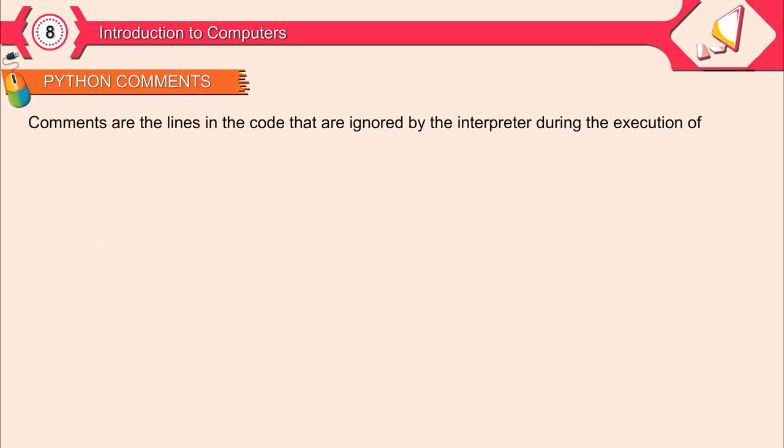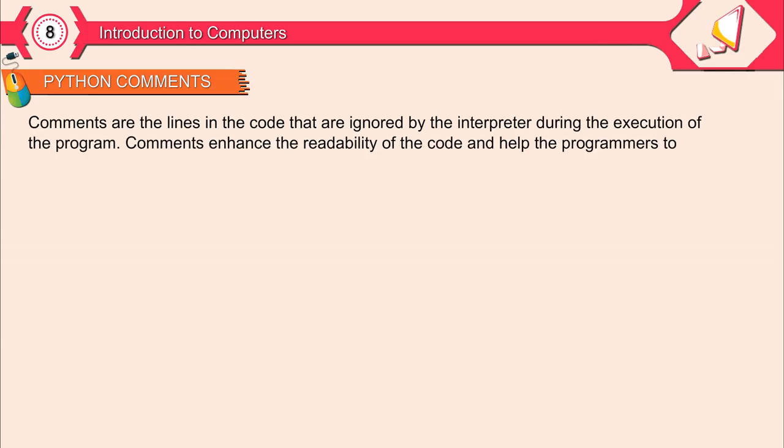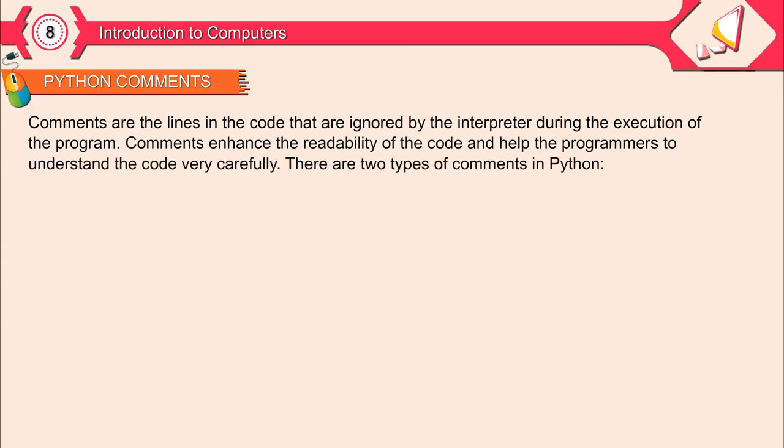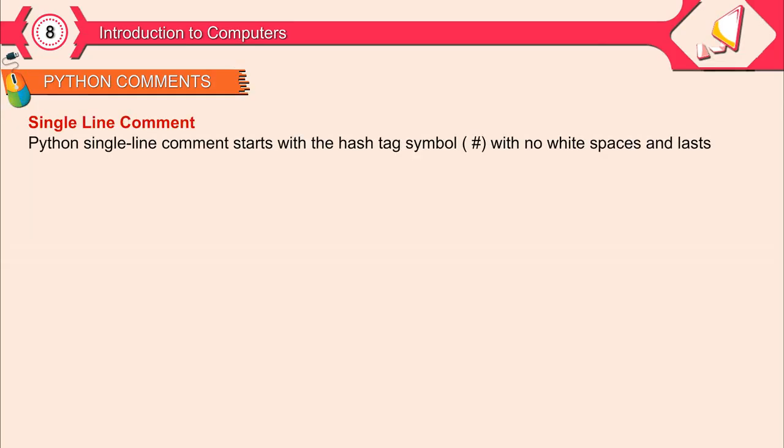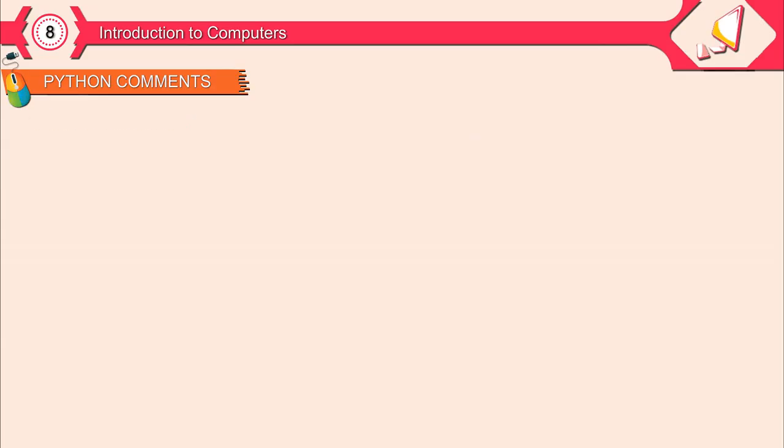Python comments. Comments are the lines in the code that are ignored by the interpreter during the execution of the program. Comments enhance the readability of the code and help the programmers to understand the code very carefully. There are two types of comments in Python: single-line comment, multi-line comment. Single-line comment. Python single-line comment starts with the hashtag symbol with no white spaces and lasts till the end of the line. Syntax: # this is a comment.